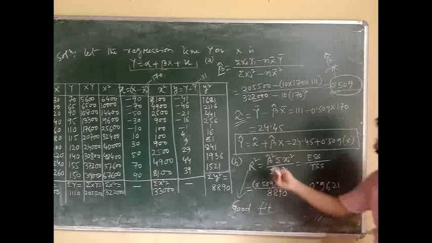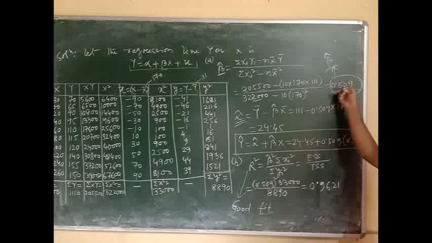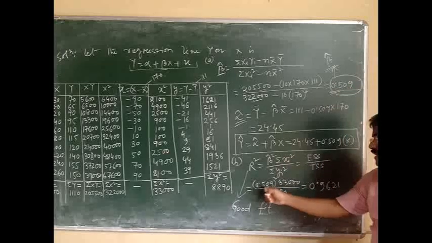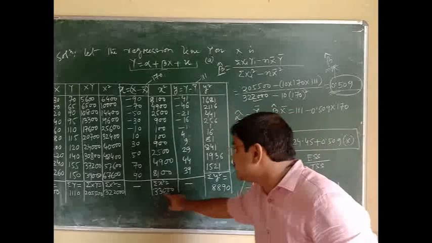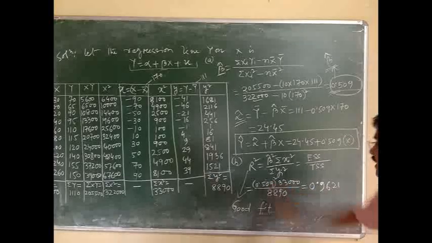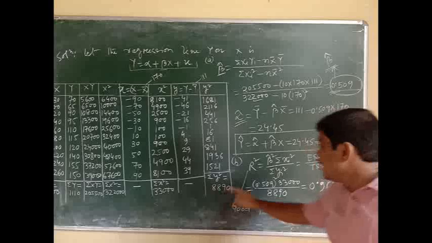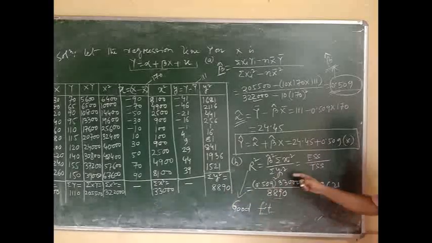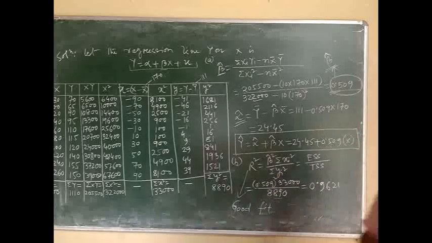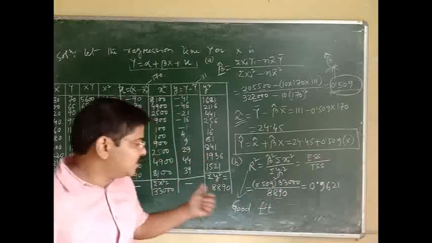You can now calculate beta hat square. Beta hat is 0.509, so take the square of 0.509. Summation small xi square is 33000, so take the multiplication, and small yi square is 8890. So we plug in 8890. After the mathematical calculations, r square is equal to 0.9621. So 0.9621 implies that our regression line is a very good fit.